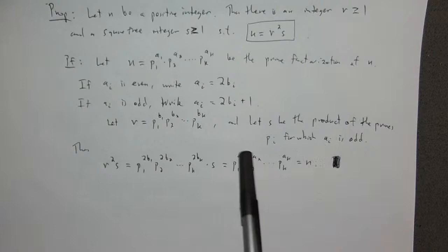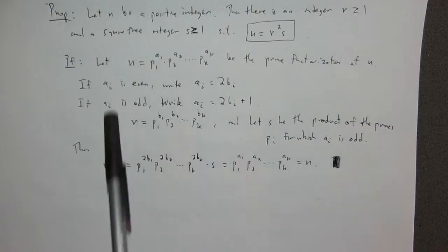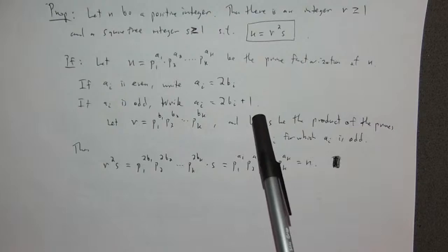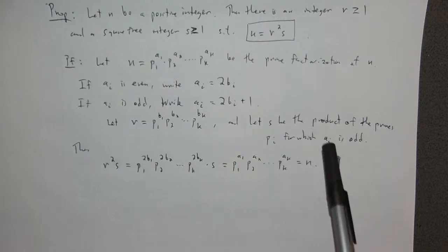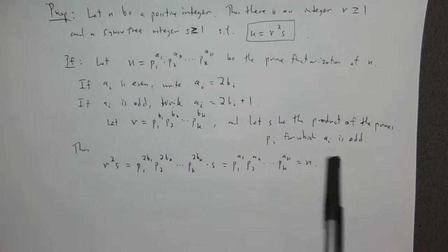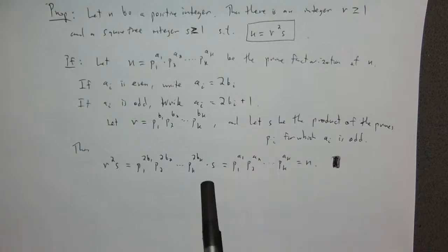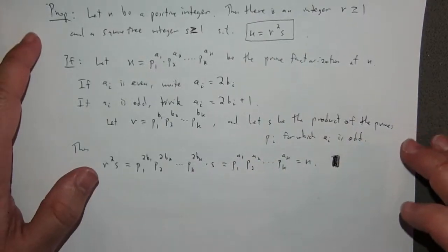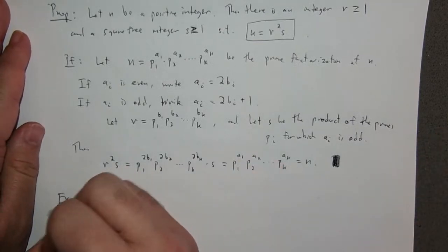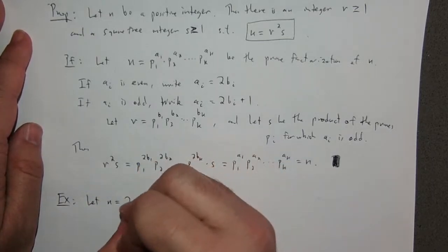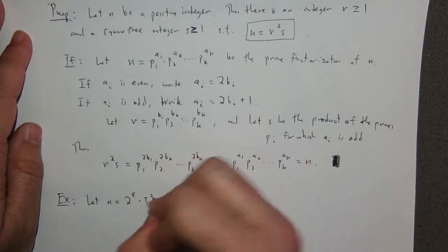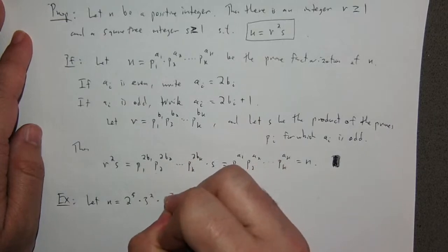What this is really saying is that I said odd here, but of course the way that this is defined, s is only really taking care of primes to the power of 1. I phrased it as the product of the primes for which a sub i is odd, but what s is taking care of is the plus 1. It's taking care of the single powers of primes. To see that in an example, here's one straight from the textbook. So n is 2 to the 5th times 3 squared times 7 cubed times 17.